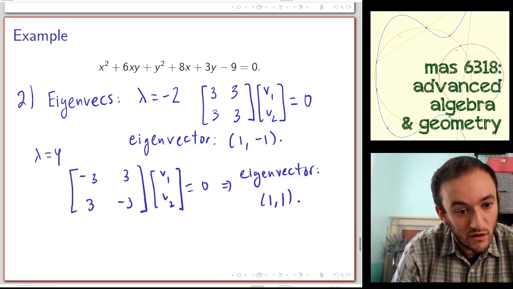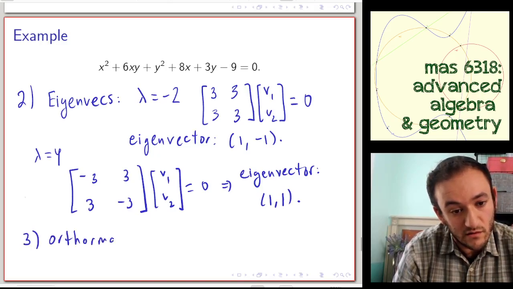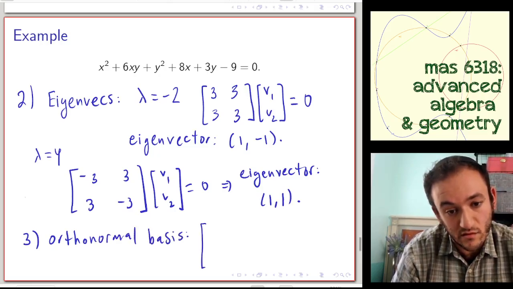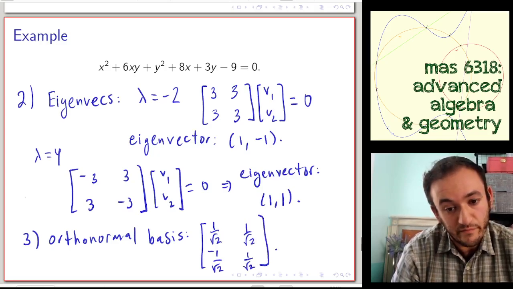So our orthonormal basis is 1 over square root of 2, minus 1 over square root of 2, and 1 over square root of 2, 1 over square root of 2. Okay?